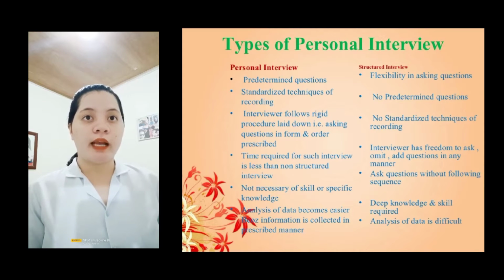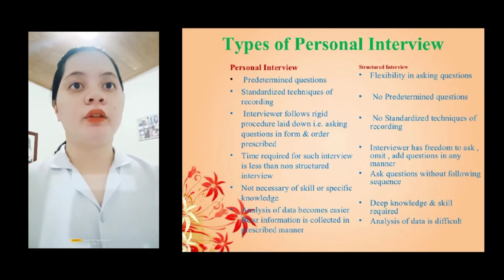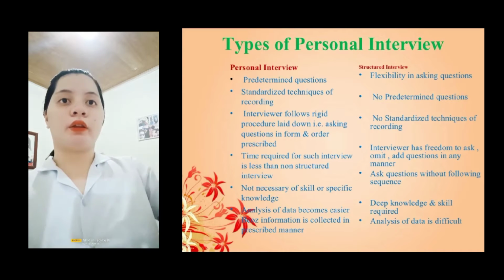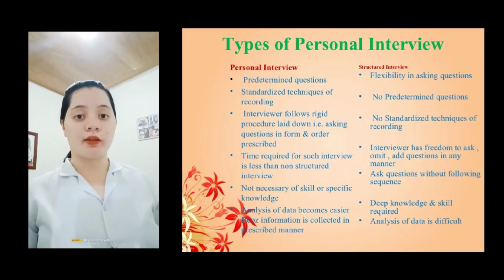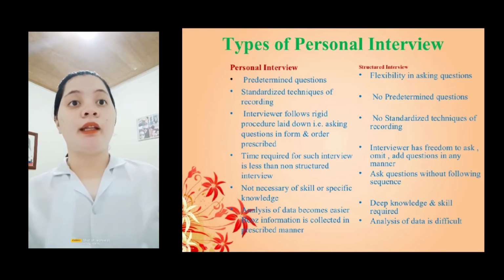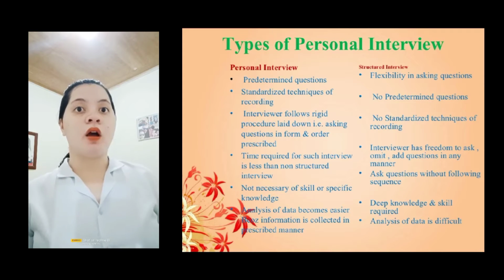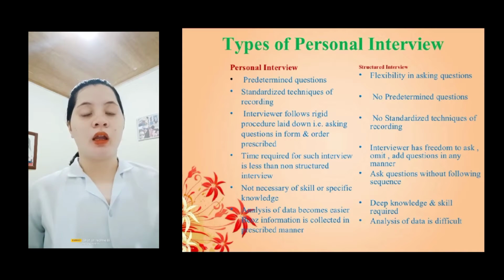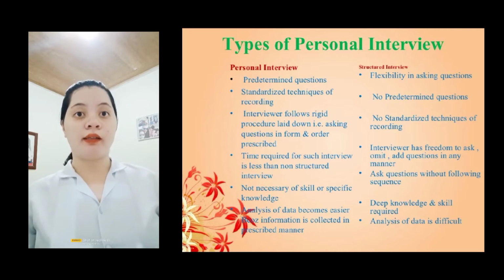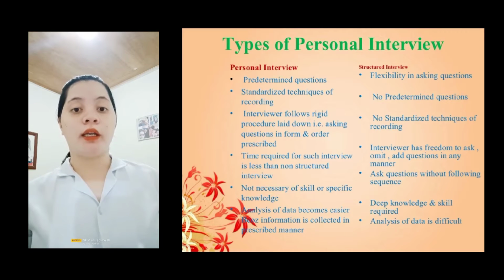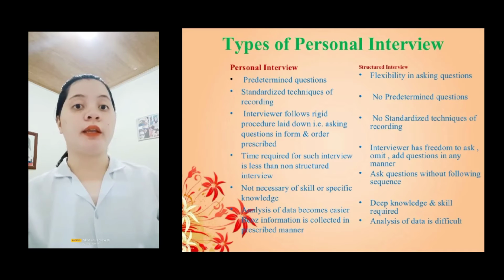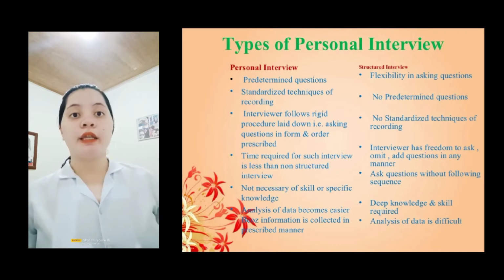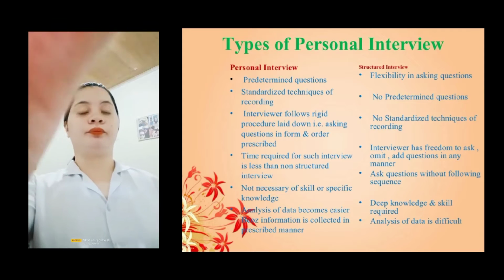Let's proceed to the second one, which is unstructured interviews. So in here, first is flexibility in asking questions, no predetermined questions, no standardized techniques of recording. The interviewer has freedom to ask, omit, or add questions in any manner, ask questions without following a sequence, and last, deep knowledge and skill.